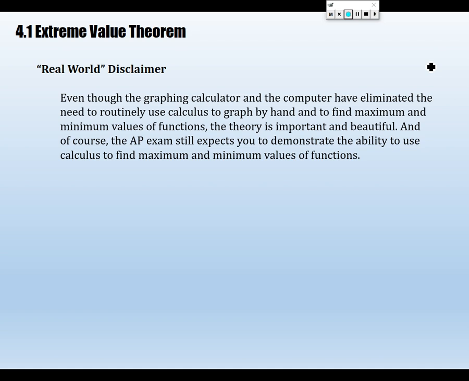Also, of course, as usual, the theory is important and beautiful, my friends. Okay, let's highlight that. And of course, the AP exam. That's not a very fun thing to appeal to, but there's something else I was going to say about that.